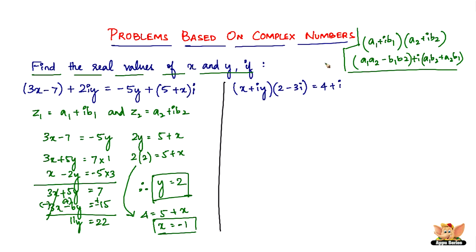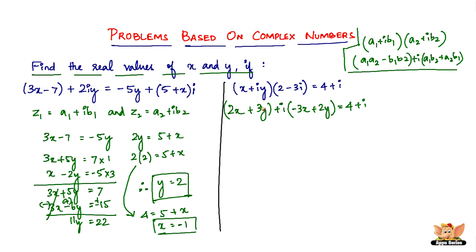So here we have a1a2, which is going to be 2x, minus b1b2. b1b2 is y times negative 3, so it's going to be minus 3y. There's already a negative sign here, so it's going to be plus 3y. Plus i times a1b2. a1b2 is minus 3x, and a2b1 is 2y, so plus 2y equals 4 + i.